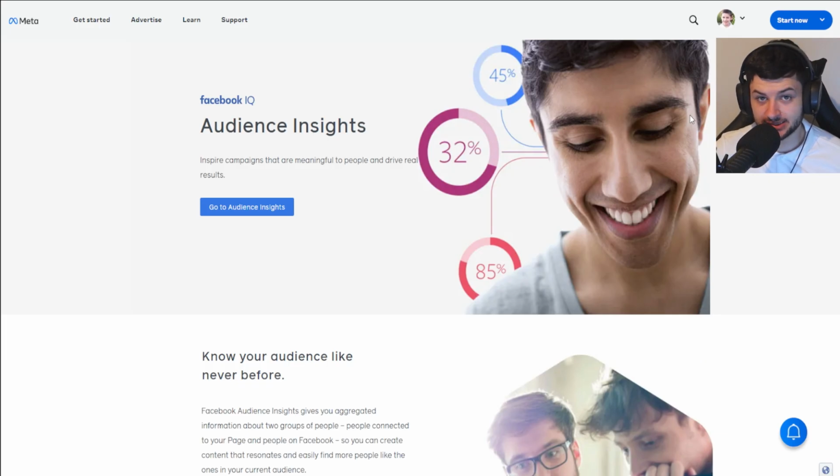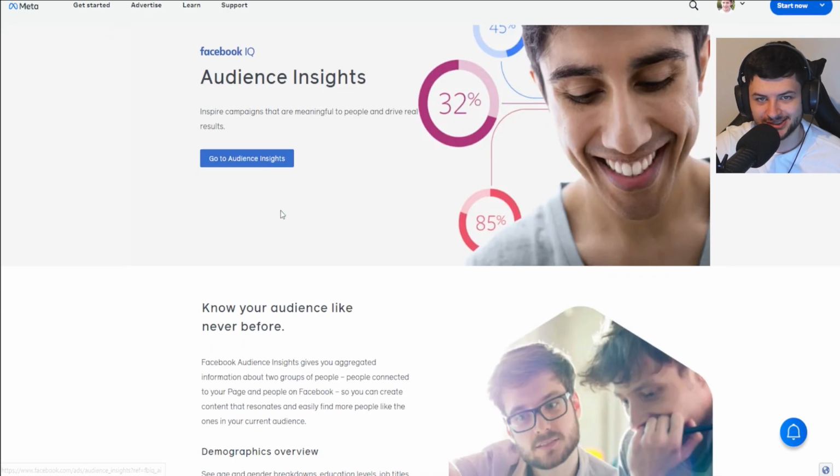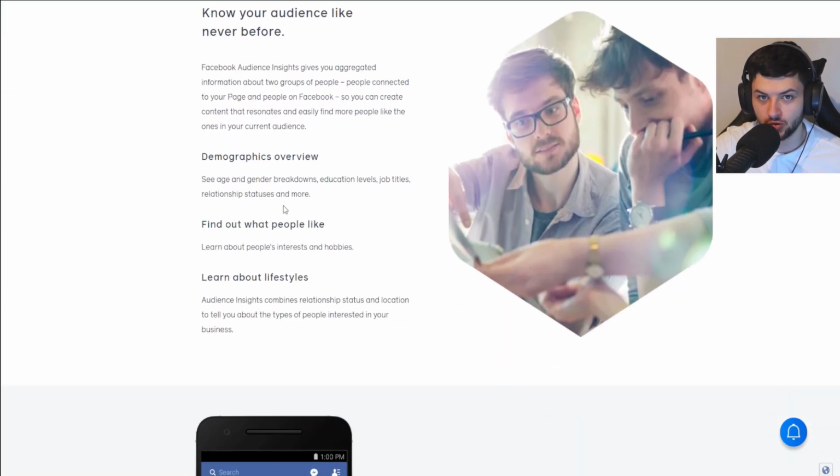Then we also have a slightly lesser known method which is a little bit more untapped, and this is Facebook IQ Audience Insights. This is another market research tool. It has campaigns that are meaningful to people and drive real results. Audience Insights lets you look at more data, which is more like demographics and your target avatar that you're selling to. So let's just talk about this bit.